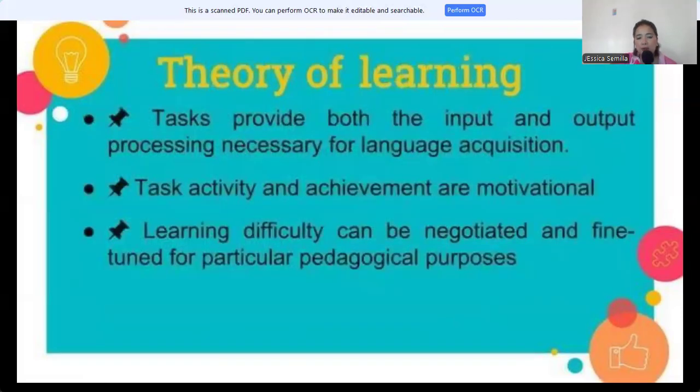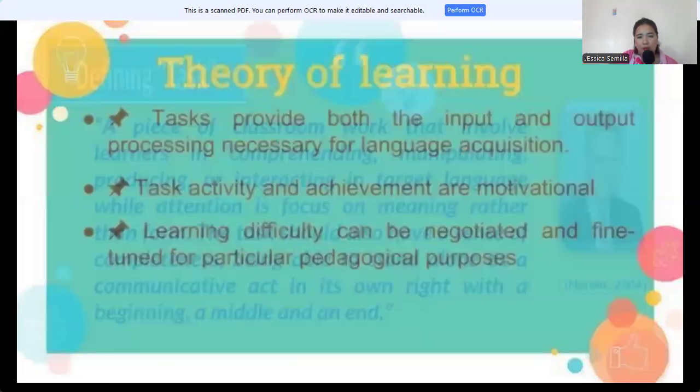So tasks provide both input and output processing. What do you mean by input? Input is basically the language focus, the language takeaways of the students. And then after understanding the language takeaways, they're going to have their output, as necessary for them to learn what the input is all about. So task activity and achievement are motivational. Learning difficulty can be negotiated depending on the needs of our learners and the pedagogical purposes.